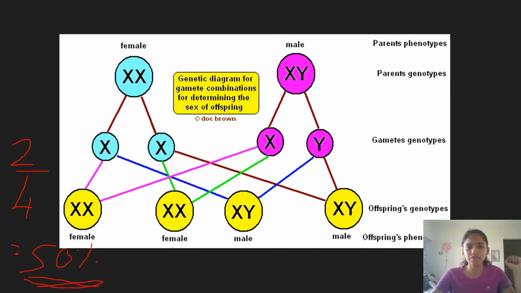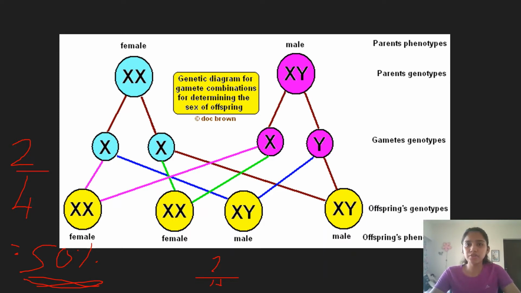So you have females and males, 4 outcomes, and if you had to find out the probability of it being a male, you'd again do 2 males out of 4 total possibilities. So 2 out of 4, which is again 50% or half.